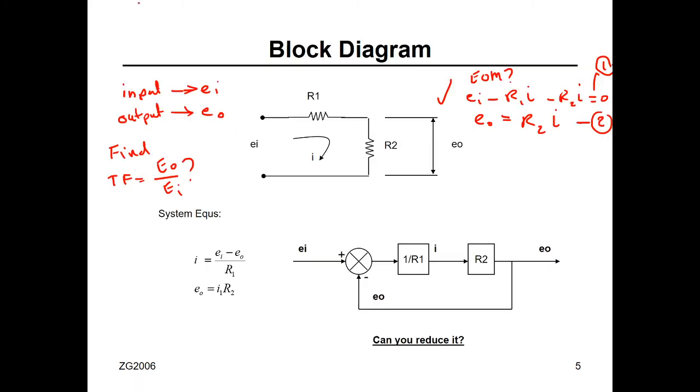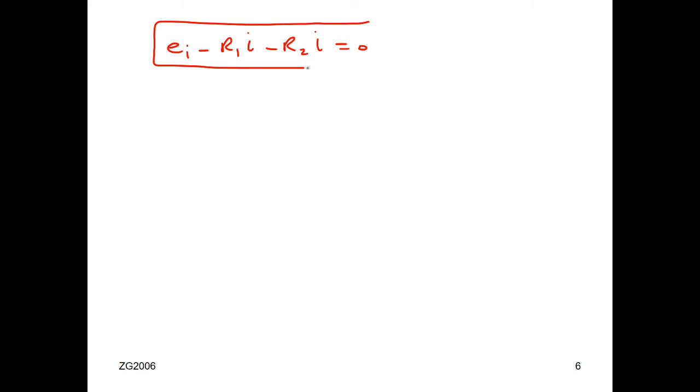Okay, let me write the equation of motion first. The equation of motion is what? EI minus R1 I minus R2 I equal to 0. This is the equation of motion. Okay, let's give it number 1. And then we need another equation defining what's E out. E out is the voltage across the second resistance. So we're going to call this equation number 2.